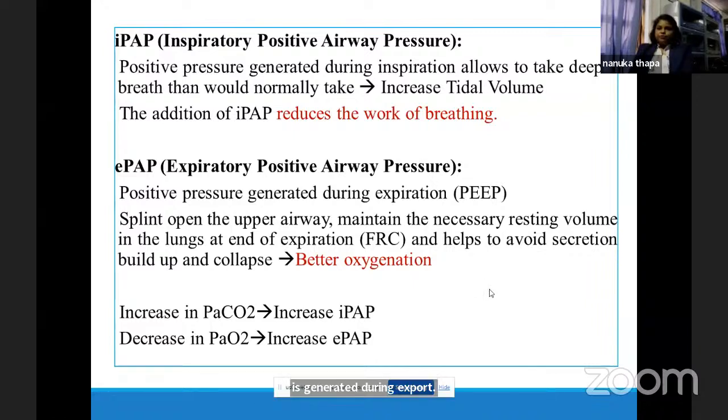So what does it do? It splints open the upper airway, maintains the necessary resting volume in the lungs at the end of expiration, that is FRC, and helps to avoid secretion buildup as well as prevents collapse. So it helps in better oxygenation. Whenever there is an increase in PaCO2, it is advisable to increase the IPAP. And when there is a decrease in PaO2, kindly increase the EPAP.